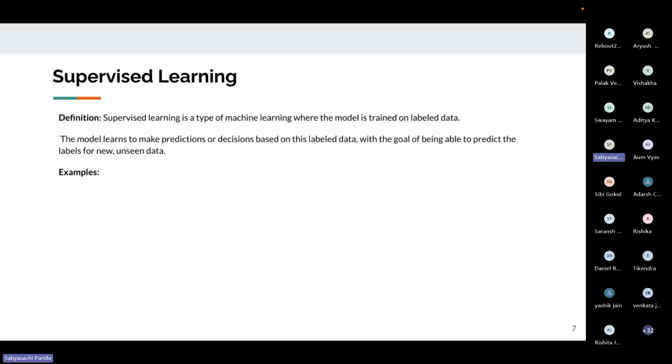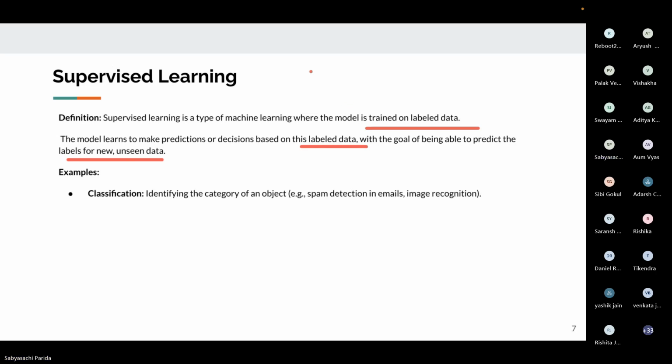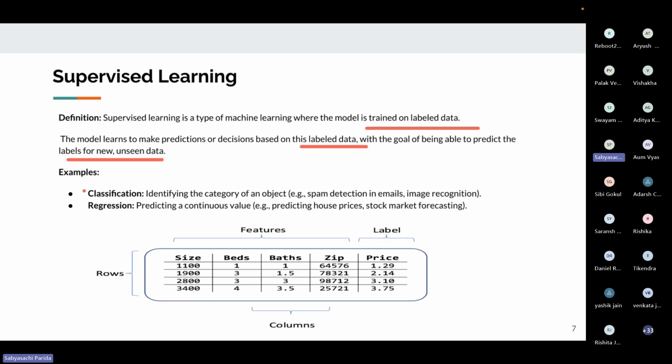Okay, so this is the definition of supervised learning. Supervised learning is a type of machine learning where the model is trained on labeled data. Always keep in mind that for any supervised learning, we need to have labeled data. The model then learns to make predictions or decisions based on this labeled data, with the goal of being able to predict the labels for new or unseen data, right? So some examples of supervised learning are classification and regression.